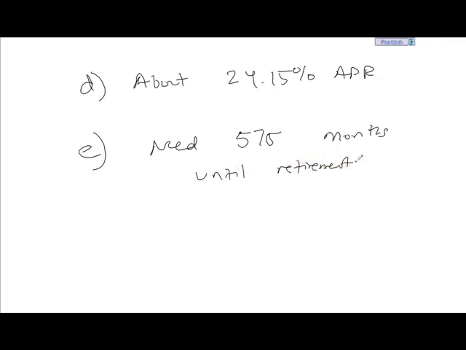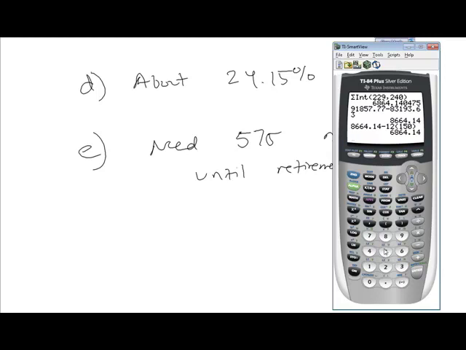So what does that amount to in years? Well, in years, 575 divided by 12 months per year is about 48 years in order to be able to accomplish this goal. So the point being, start early and invest as long as you possibly can before you retire.